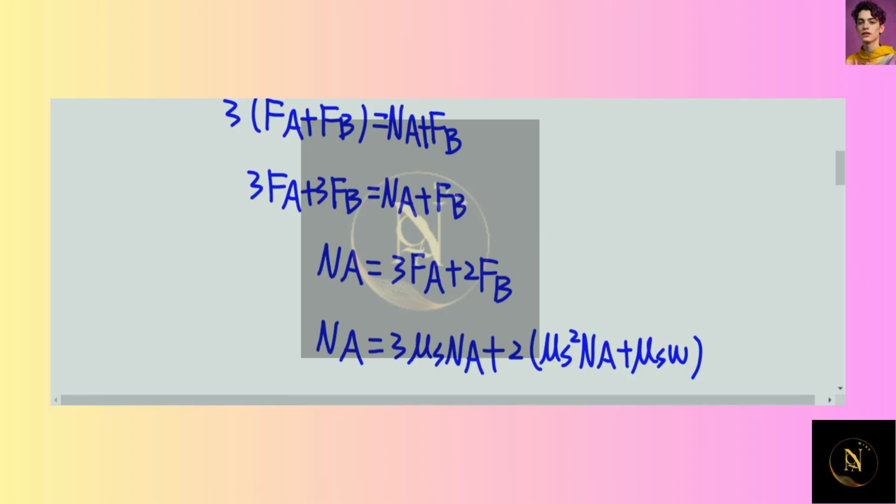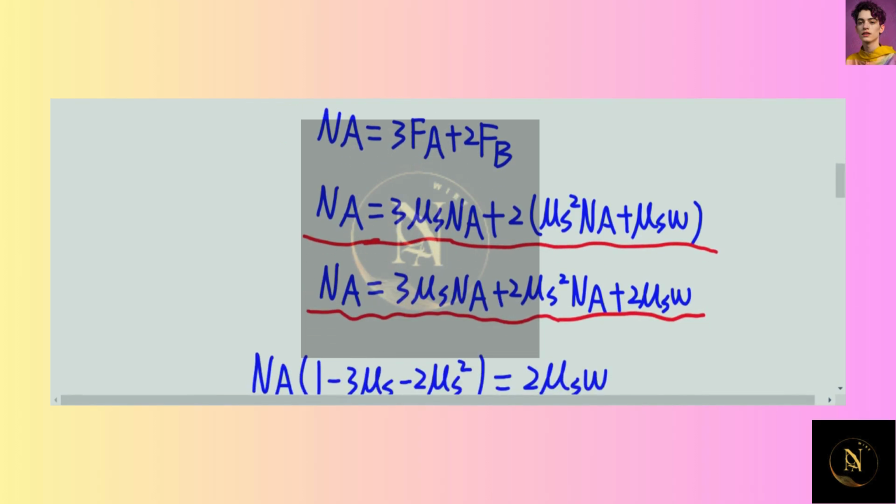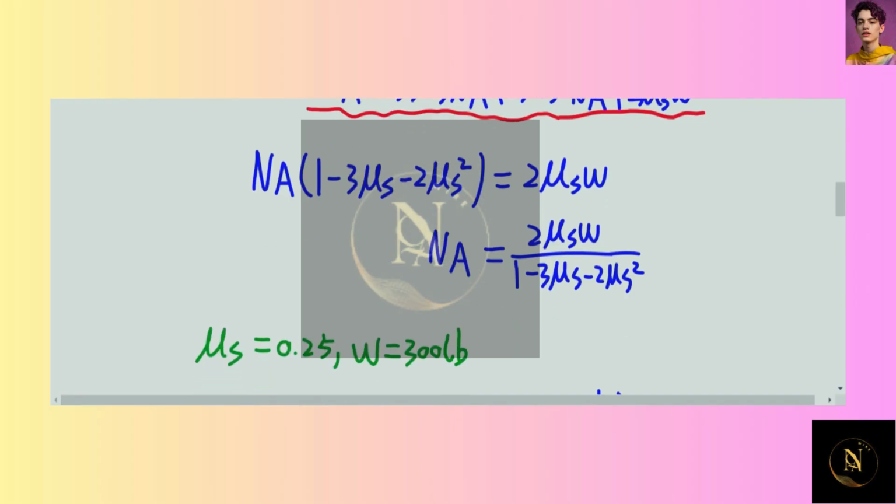And Fa can be equal to mu s Na, and we know Fb is equal to mu s squared Na plus mu s W. And this will give us such an equation here. So now, if we do some rearrangement here, we have Na is equal to 3 mu s Na plus 2 mu s squared Na plus 2 mu s W. So eventually, we'll have Na is equal to 2 mu s W over 1 minus 3 mu s minus 2 mu s squared. We know the coefficient of static friction is 0.25, and the weight is 300 pounds.